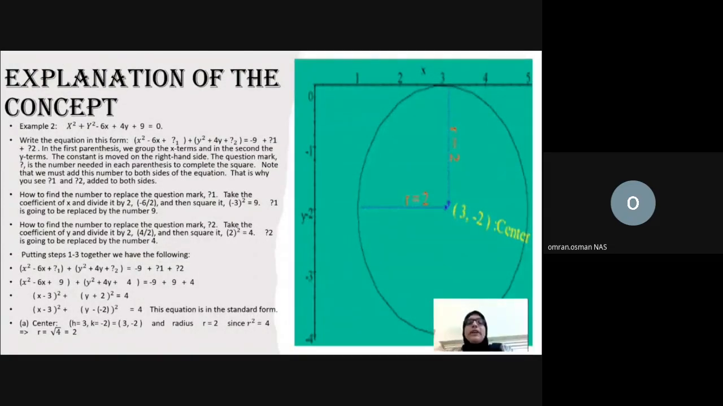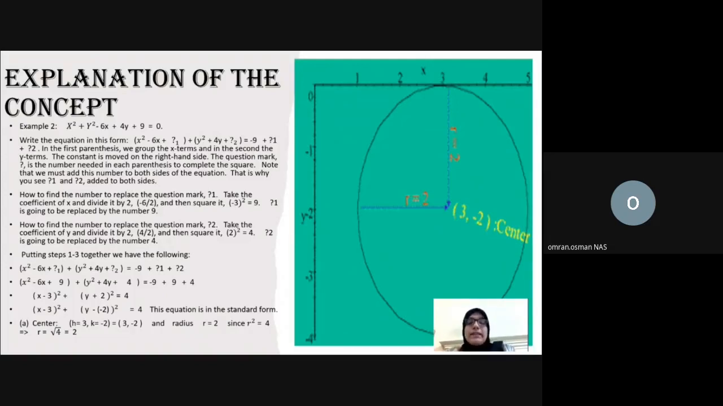Explanation of the concept. Now we are going to explain the general equation. Example: x squared plus y squared minus 6x plus 4y plus 9. First, we should put the x terms all on one side and the y terms on one side, and 9 we should take outside. So 9 will be negative 9.